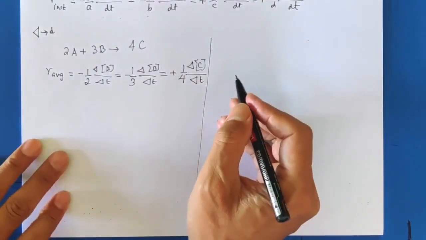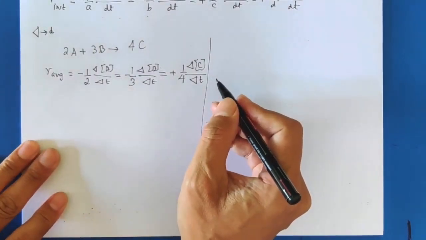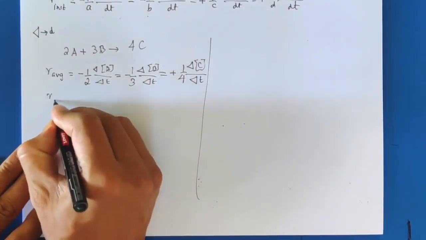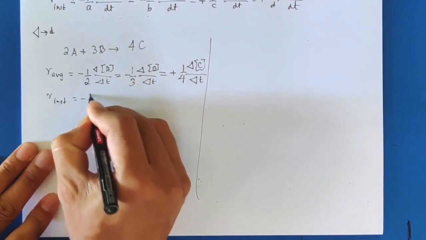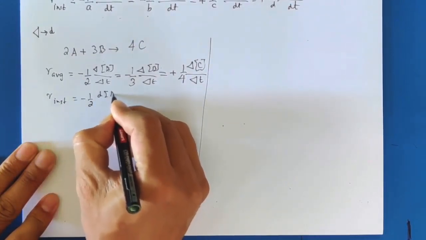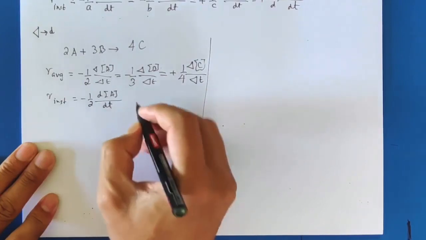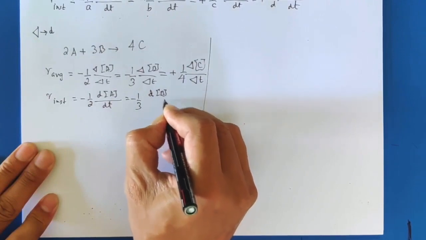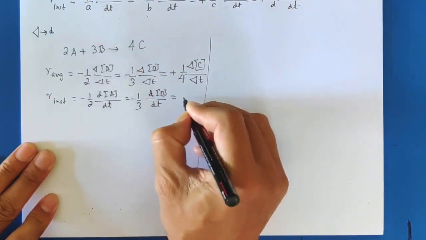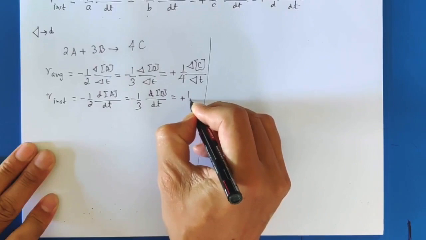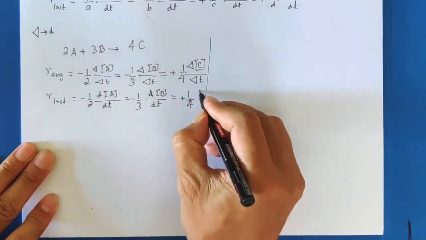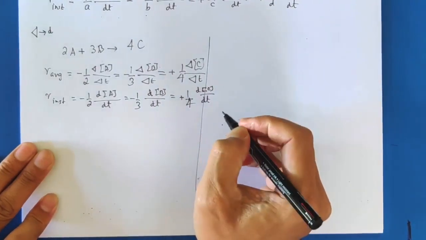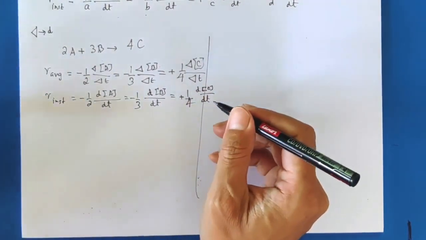That is the average rate of reaction. Instantaneous rate of reaction: minus 1 by 2 small d a dt equal to minus 1 by 3 d b dt equal to plus 1 by 4 d concentration of c dt.